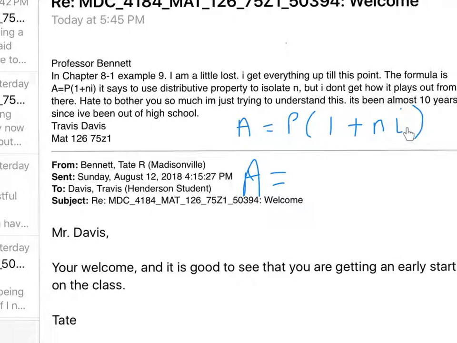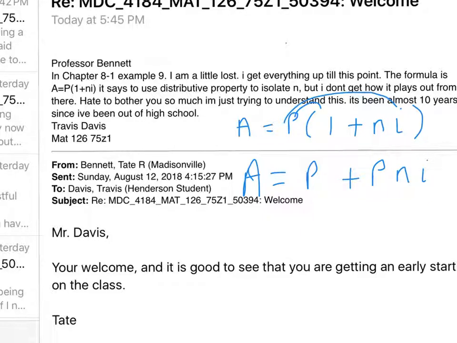So here's the formula. They want you to use the distributive property, which means to drop the parentheses. When you drop the parentheses, you multiply each item in the parentheses by what's outside the parentheses. In this case, that would be p. And so you multiply p times each item in the parentheses. So p times 1 would be p, and p times ni would be p ni.